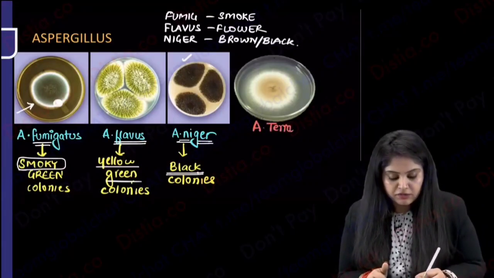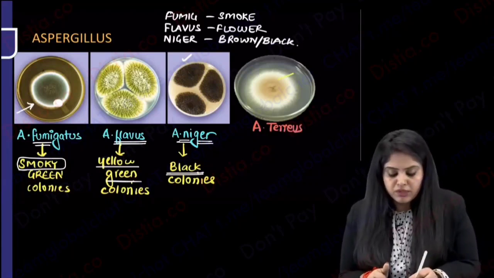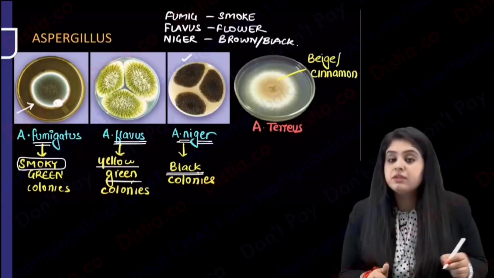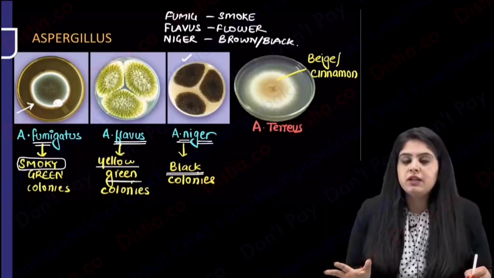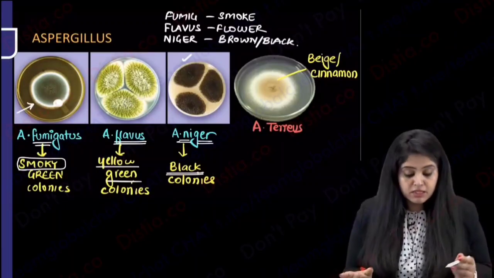Now, what is this? Firstly, you can see the color that you're getting. It's a beige color. For those who don't know what a beige color is, I'm sure all of you have seen and tasted cinnamon. Yes, cinnamon is also brownish. So it's basically a shade of whitish brownish color. So how have I learned it? Aspergillus terreus, tea. Cinnamon tea is very famous.